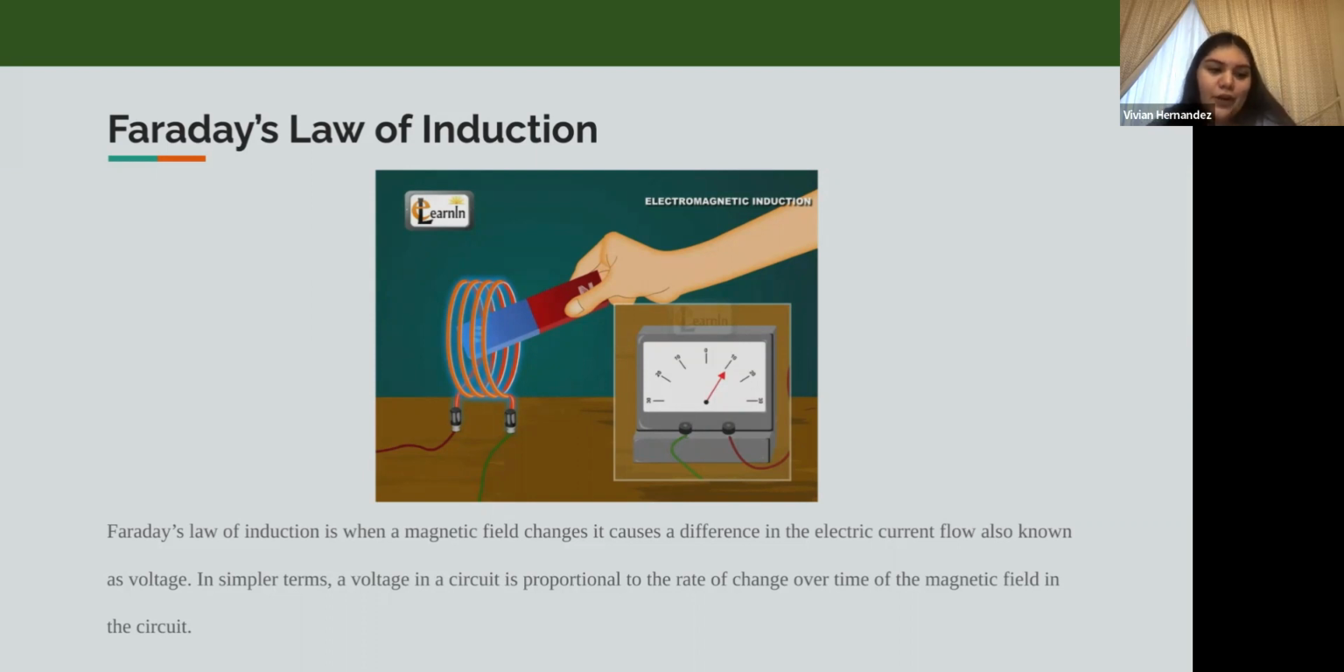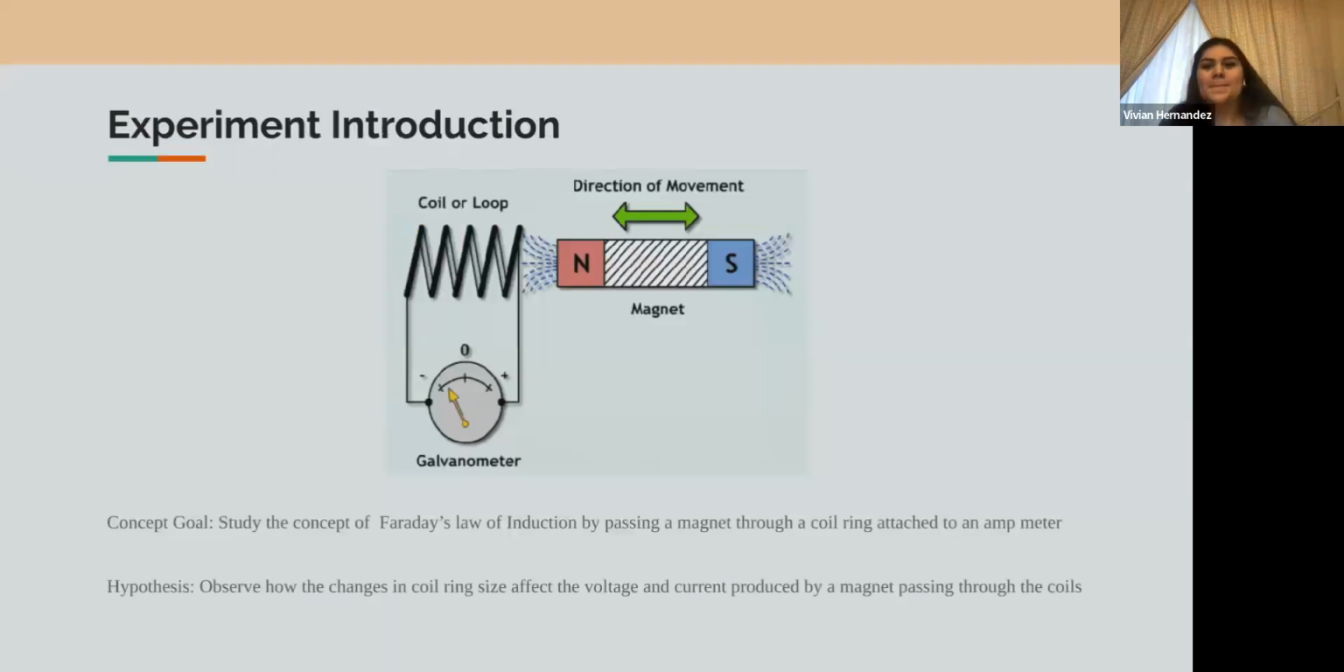And next is Javier. So for this experiment, we decided to focus on the concept of Faraday's law of induction by creating a simple demonstration. The way we integrated Faraday's law of induction was by observing the voltage and current generated when the number of copper wire loops was changed.